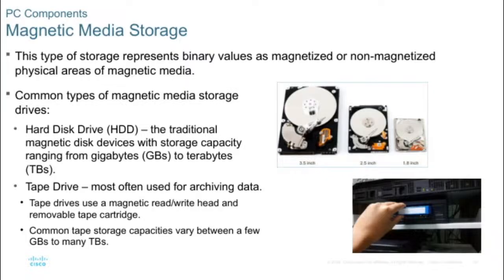Let's take a look at common types of magnetic media storage drives. First up, the hard disk drive, or HDD, the classic magnetic disk device many of us know. These drives can store anywhere from gigabytes to terabytes of data. Then, there's the tape drive, which you'll often find used for archiving. It works with a magnetic read-write head and a removable tape cartridge. Tape storage capacities also range from a few gigabytes to several terabytes. Both store data by magnetizing physical areas on the media, representing zeros and ones in binary form.